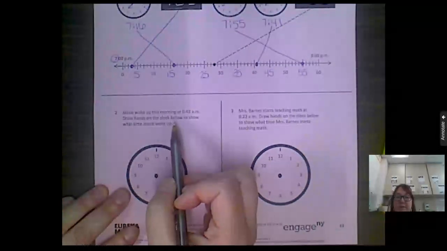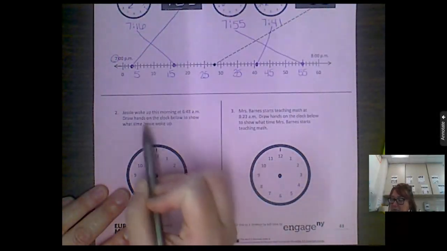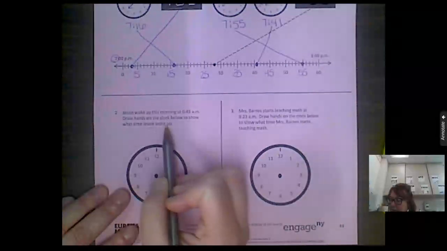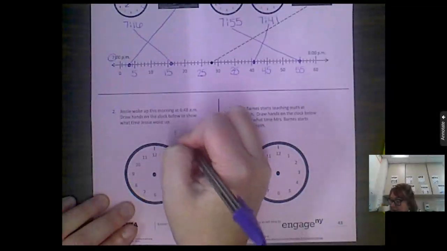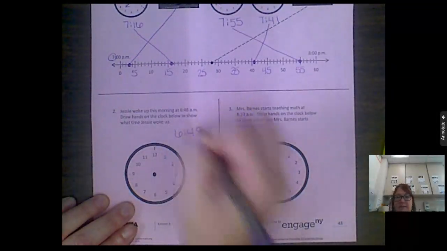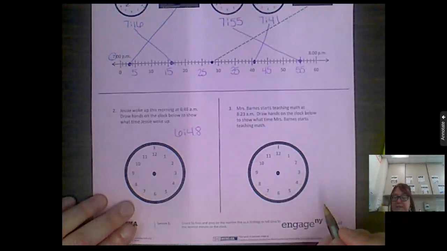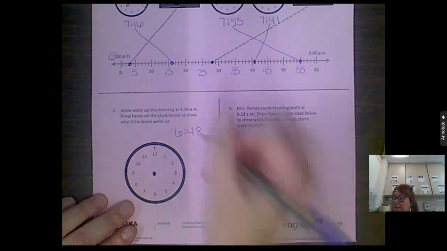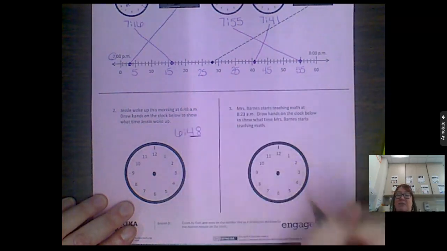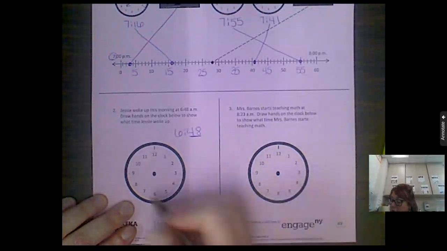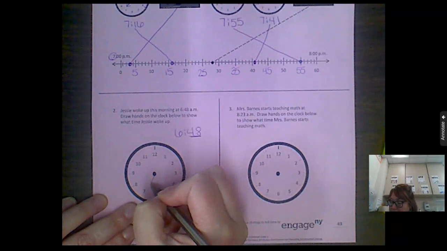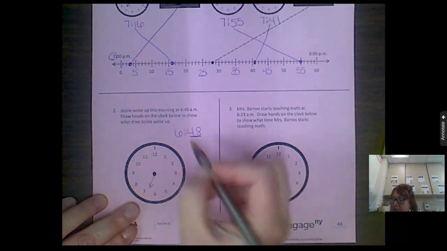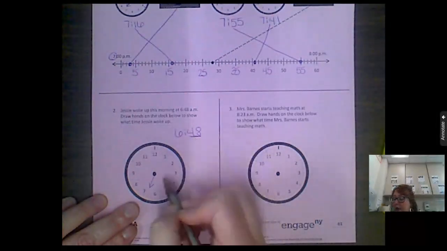Jessie woke up this morning at 6:48 a.m. Draw hands on the clock below to show what time Jessie woke up. Okay, so 6:48. So my hour hand, I'm going to rewrite that right there just so it's bigger so I can look at it and make it a little easier to see. 6:48. So that means that my hour hand would be what hour? 6. But if it's 48, that means it's really close to the next hour. So I'm not going to draw my hour hand right to the 6. I'm going to draw a little bit closer to the 7, right? Because as it gets close to the next hour, my hour hand looks close to the next hour.